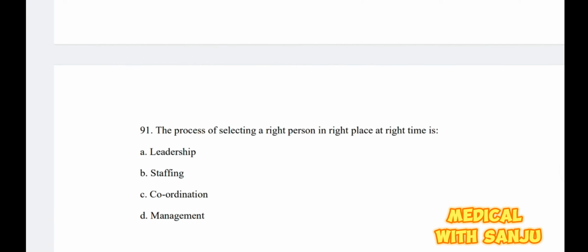Question number 91. The process of selecting the right persons in the right place at the right time is option A leadership, option B staffing, option C coordination, and option D management.